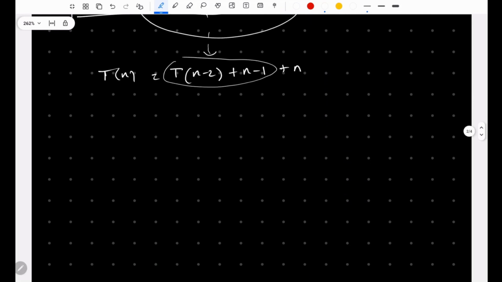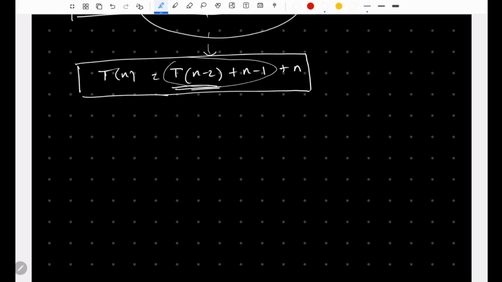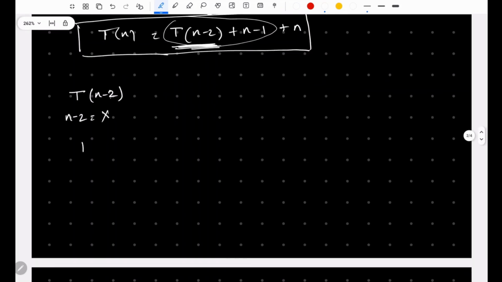And again we need to find this one. So this one, we got this after substituting T of n minus 1. So now we will find T of n minus 2. So let's find T of n minus 2. We can take n minus 2 as x. So T of x, we can write T of x minus 1 plus x.